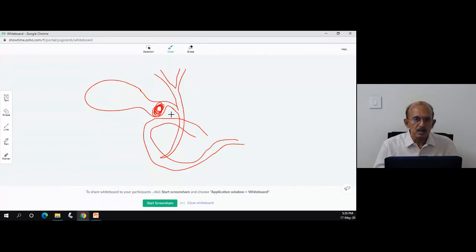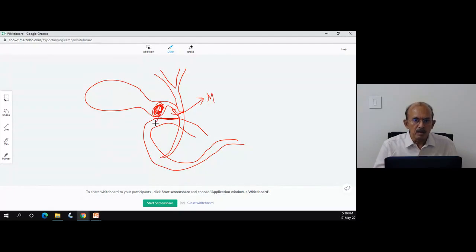If the stone bulges to this side, then it comes like this, and the stone erodes into the common hepatic duct and opens into the common hepatic duct. So that is called Mirizzi's syndrome. So it opens into the common hepatic duct, it is Mirizzi's syndrome.